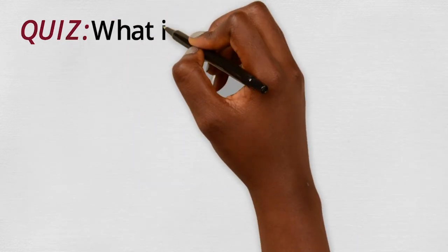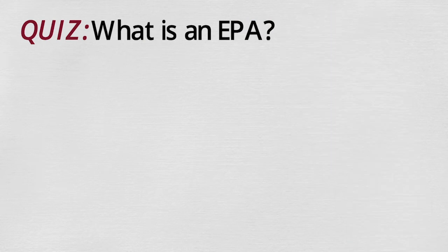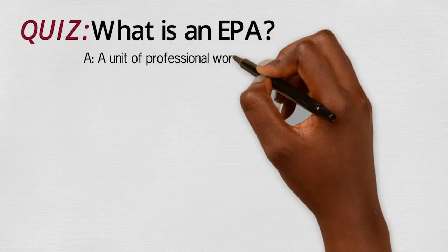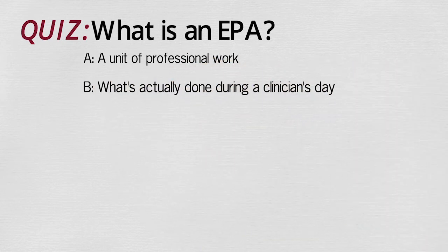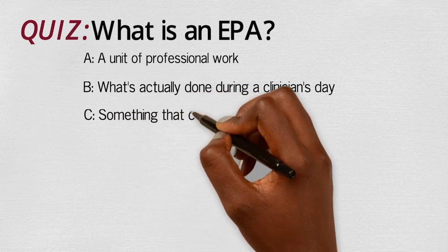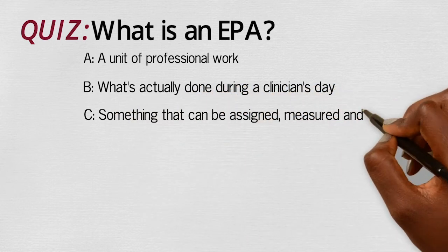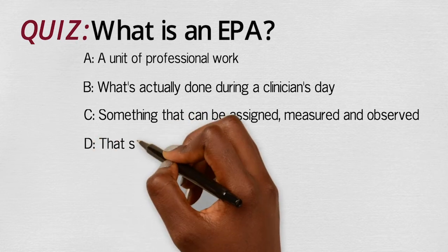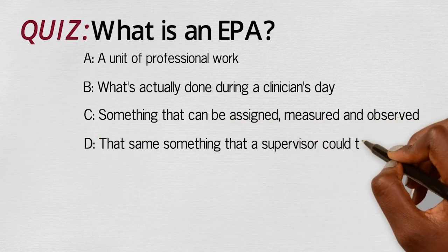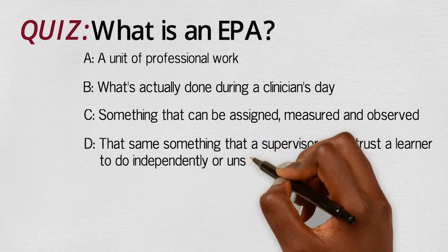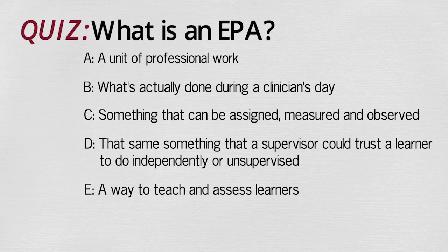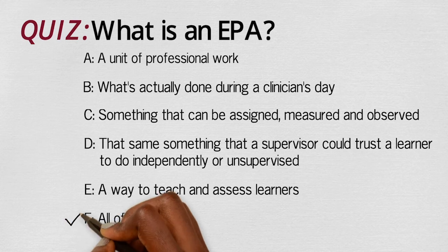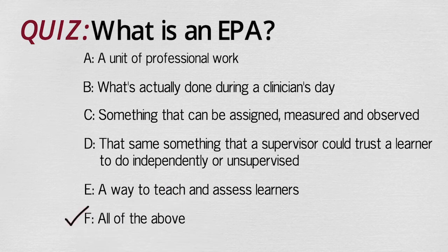Here's a multiple choice question. What is an EPA? A, a unit of professional work. B, what's actually done during the clinician's day. C, something that can be assigned, measured, and observed. D, that same something that the supervisor could trust the learner to do independently or unsupervised. E, a way to teach and assess learners. Or F, all of the above. It's no surprise that each of these describes an EPA.